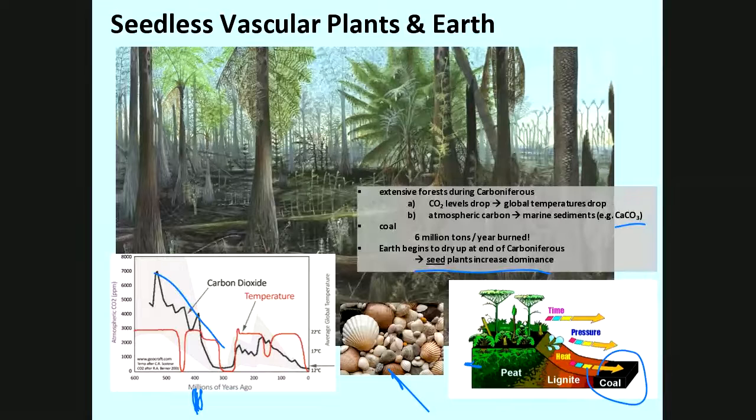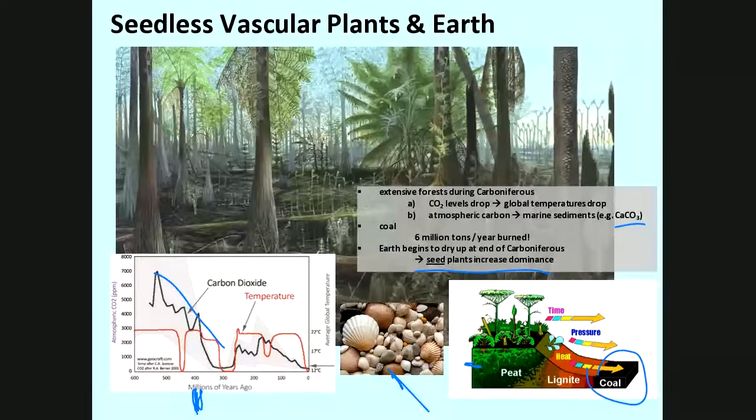The environment changes, dries up, and these plants no longer do as well, especially the ones without vascularization, the ones that didn't have the ability to move nutrients and water around, especially the ones that had to stay very small and low to the ground like the mosses, right? Because they could only use diffusion and osmosis, they would have had a hard time surviving in these much drier climates that came up at the end of the Carboniferous.